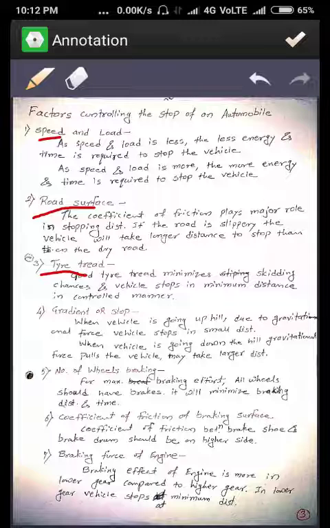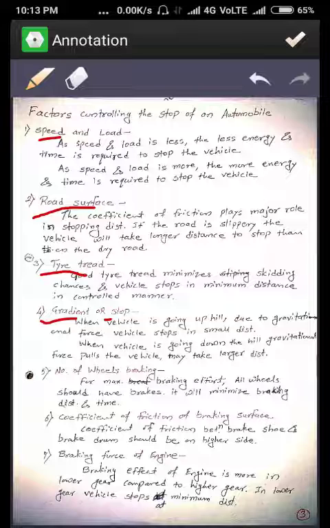Then the fourth factor is gradient or slope. If we want to go uphill, at that time the stopping distance will be minimum, because the gravitational force is acting in the opposite direction and it helps to stop the vehicle. But if we are going down the hill, the gravitational force will be helping the vehicle to move downward, and it will be opposing the braking force, hence the stopping distance will be more.